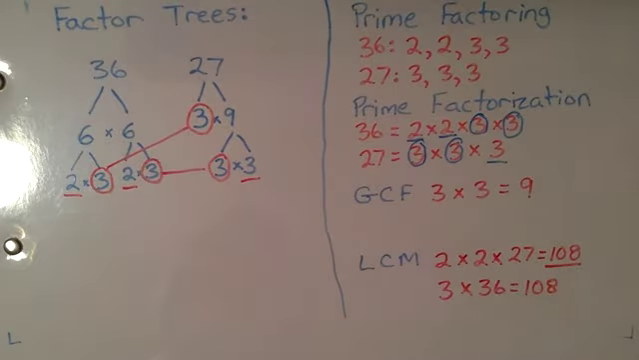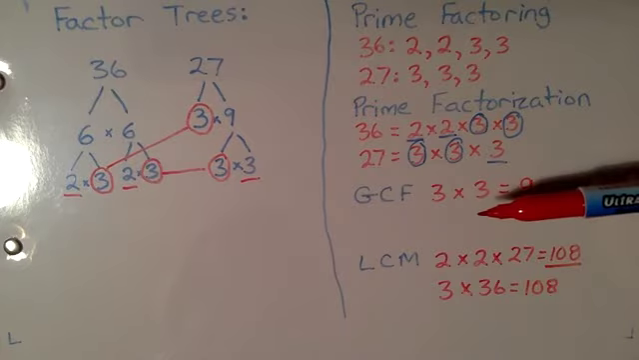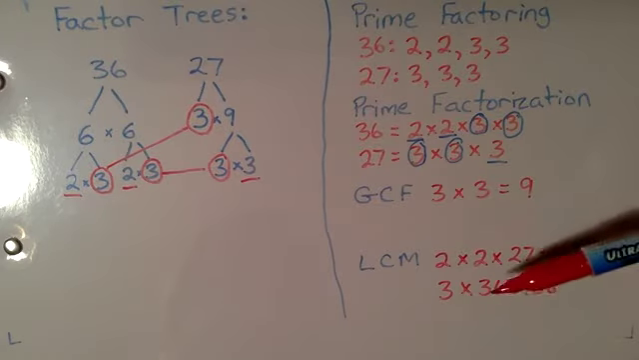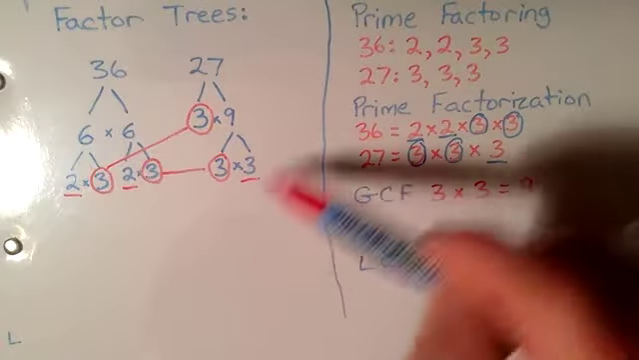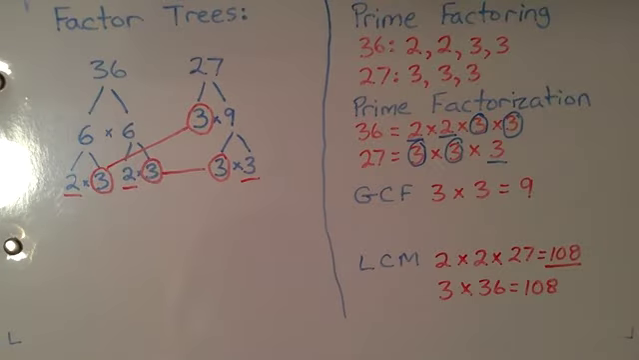So now we've learned about our prime factoring, our prime factorization, our greatest common factor, our least common multiple, and the way that we can do that using factor trees. I hope this is helpful.